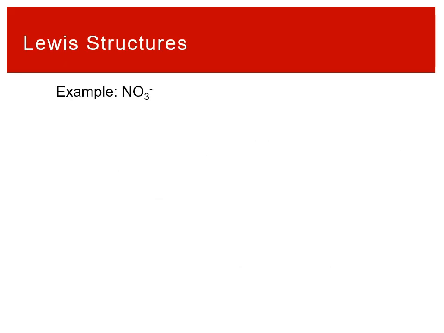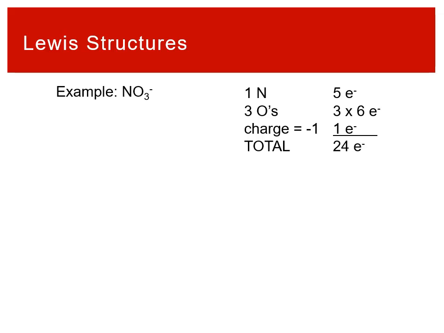All right, so let's do another example. Let's do a bunch of them. Nitrate, NO3-. So one thing is, start off, what are the valence electrons? So there's 1 nitrogen, that's 5 electrons, 3 oxygens, that's 3 times 6. Each of them brings in 6 valence electrons. Because it's an anion, the charge is -1. That means there is 1 extra electron. So I'm going to add in that single electron. That gives me a total of 24 electrons.